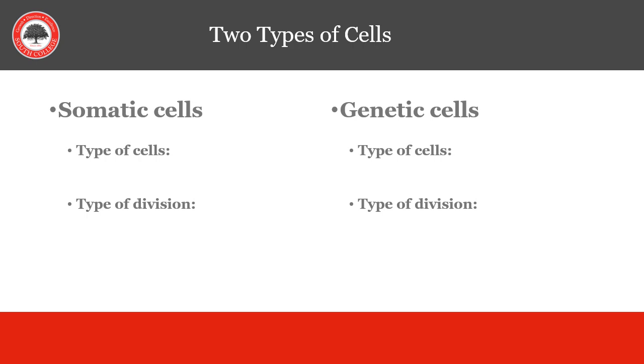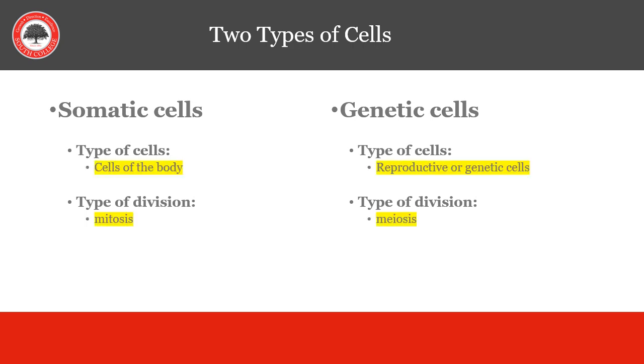There are two main categories of cells in the human body, somatic and genetic. The term somato in medical terminology means body. So somatic cells are cells of the body. On the other hand, genetic cells are reproductive or genetic cells. The type of division under which somatic cells go is mitosis. And the type of division under which genetic cells undergo is meiosis, pronounced differently by some individuals too.